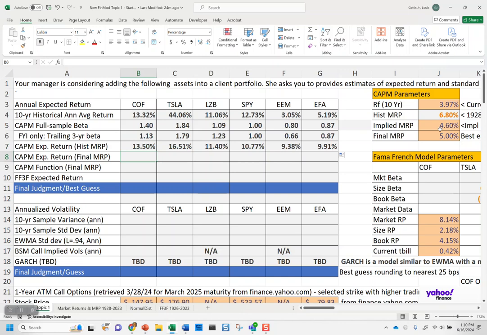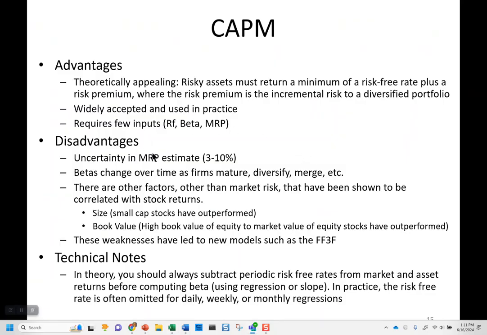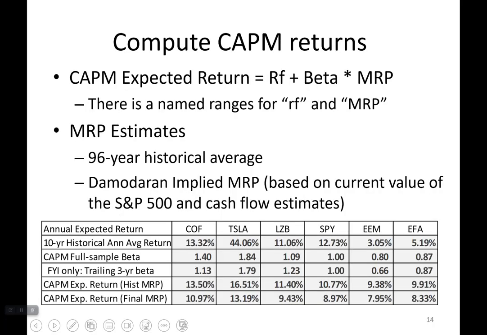So I'm going to rechange. Here's my final MRP estimate: risk-free rate plus beta times, and I'll just use this 5%. I'm just going to anchor it there, F4. So there is my best guess as the expected returns of Capital One, 10.97%, Tesla, 13%, La-Z-Boy, 9%, EMA 7.95, EFA 8.33. All right, so these are my best guesses of the asset returns. A couple other things I want to talk about when we talk about CAPM.